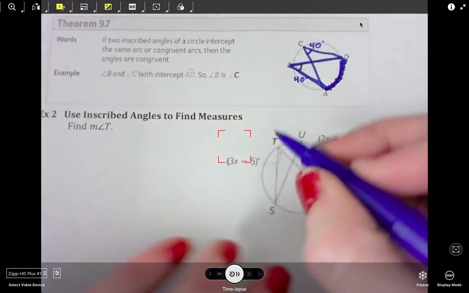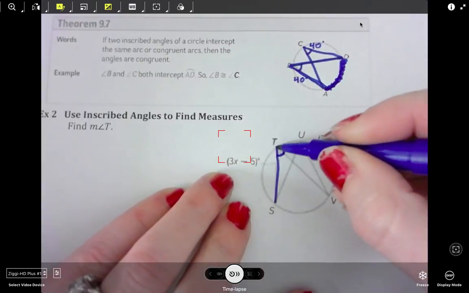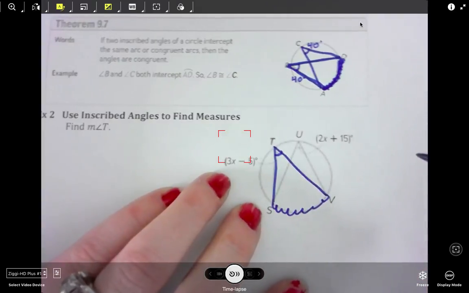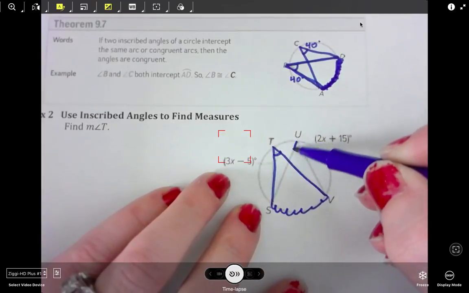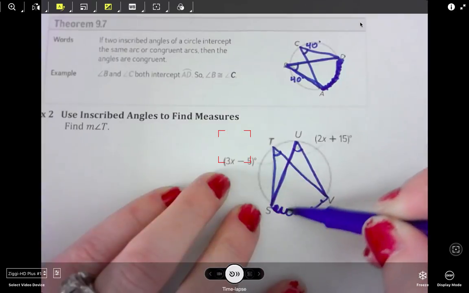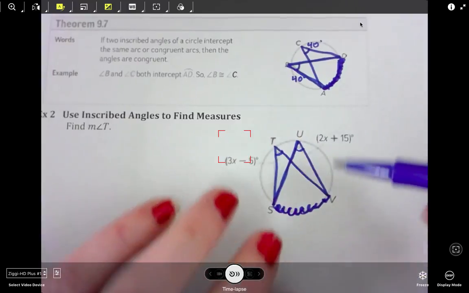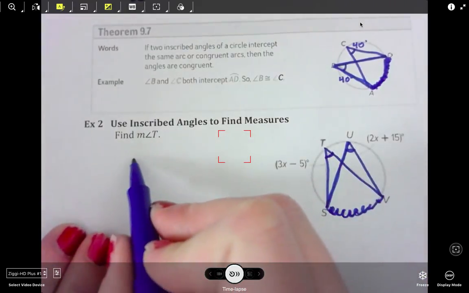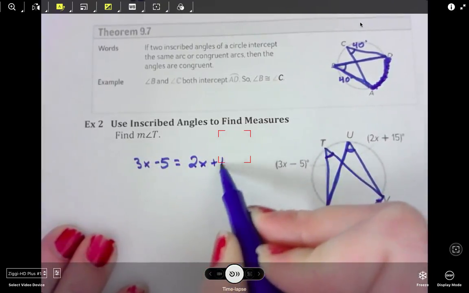So we have angle T is represented by 3x minus 5, and T is made from these two line segments here. So SV is the arc that makes up what angle T is. Angle U is 2x plus 15, and angle U is made from these two line segments, so that's also intercepting arc SV. So since those two make up the same arc, this angle here and this angle here will be exactly the same measure. So 3x minus 5 will be equal to 2x plus 15.